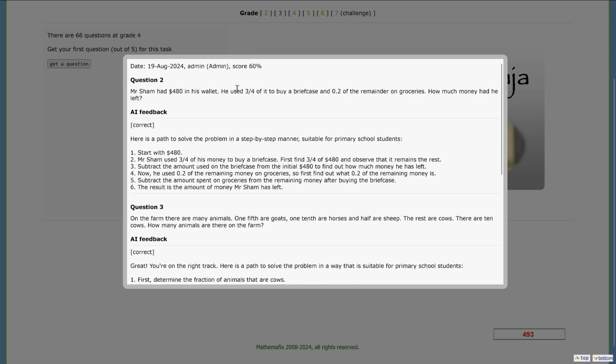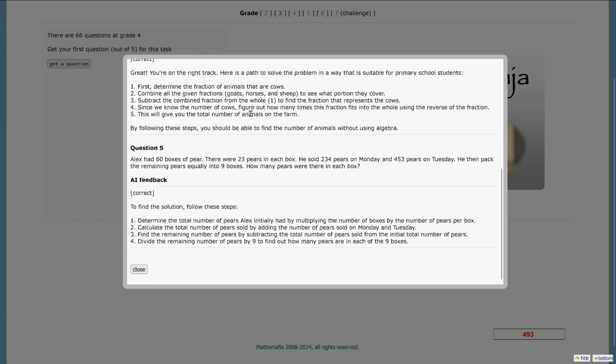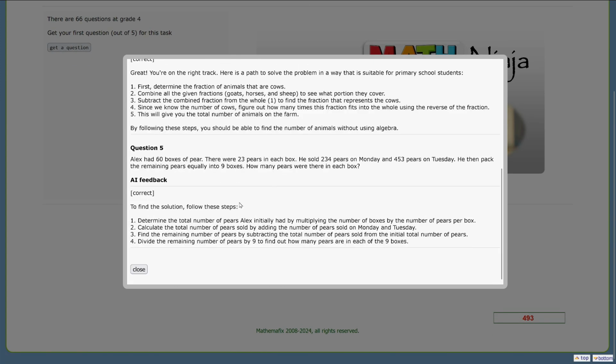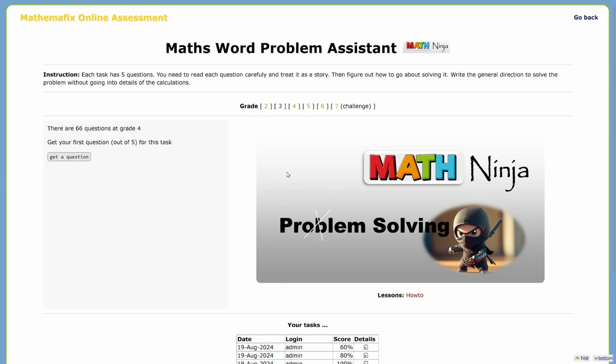So now you get all the information, all the questions and the feedback from the AI for the question and all the steps. Yeah, so that's how you use Math Ninja to solve problems. Now obviously the problems would be easier at grade 2 and 3, and much harder at grade 6, and when you get to the top level, you try grade 7.